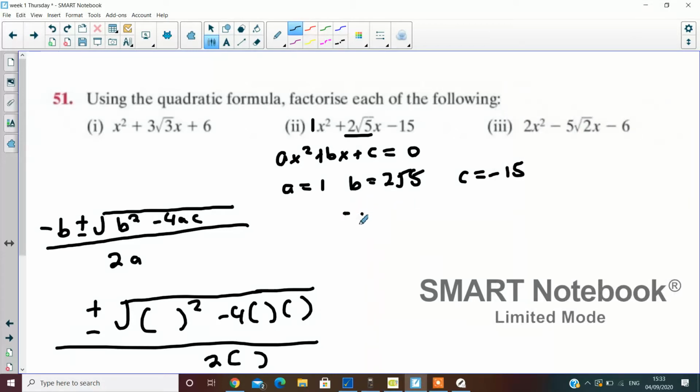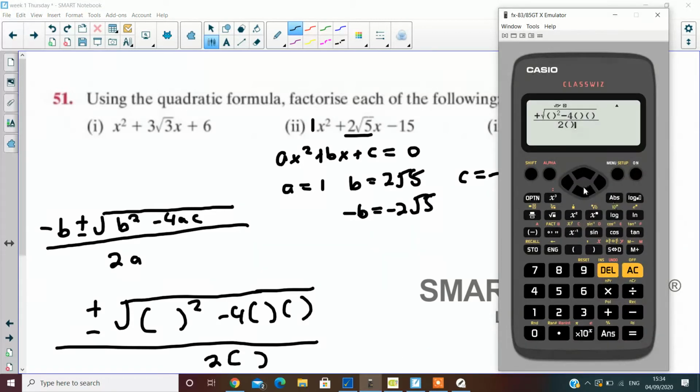Now if b is 2 root 5, minus b will be minus 2 root 5. So I'll just go back to the very beginning, and now I'll just press minus 2 root 5. That's for b. And then b squared is 2 root 5 squared. Very lazy like this. Then 4 times a is 1, c is minus 15, all over 2 times a, which is 2 times 1. Press the equal sign and you're done.